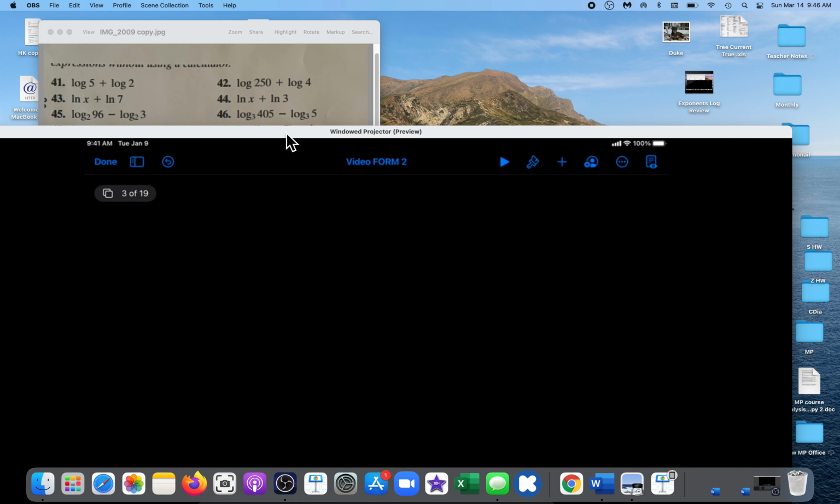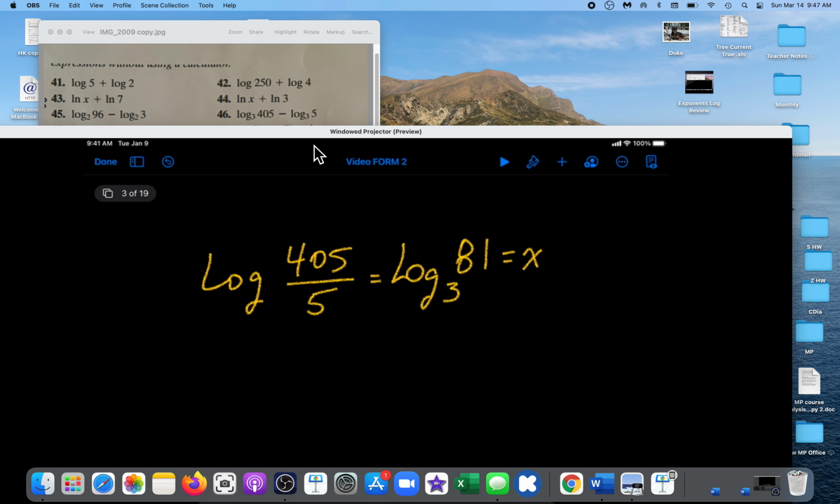As we'll see in future examples, whenever there's a plus sign, the argument goes in the numerator. Whenever there's a minus sign, the argument goes in the denominator. So this becomes log, again, I'm only writing the word log once. 405 is in the numerator and 5 is in the denominator. If you simplify that argument, you're going to get log of 81 base 3. Now we'll set that equal to 2x, and now we have 3 to the x equals 81.